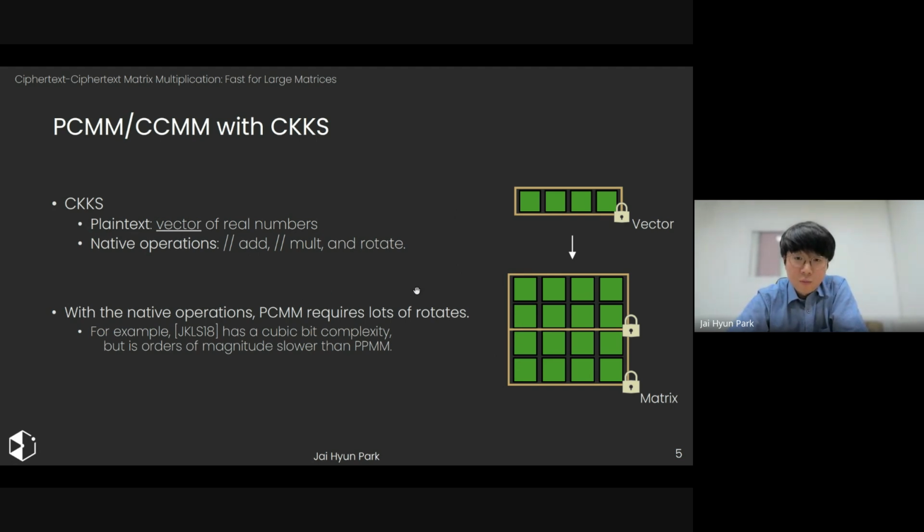Because of these rotations, it is really difficult to expect a similar scale of latency for PCMM and PPMM. For example, JKLS is really good in terms of the number of operations; they have almost optimal bit complexity. But in practice, when we implement it, the actual latency is orders of magnitude slower compared to PPMM.